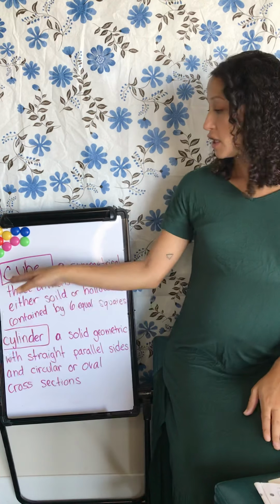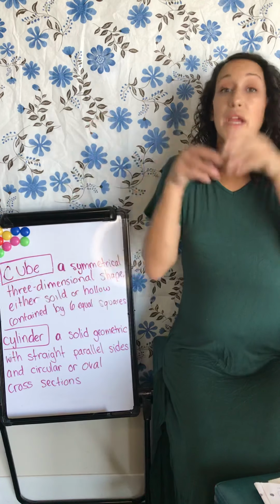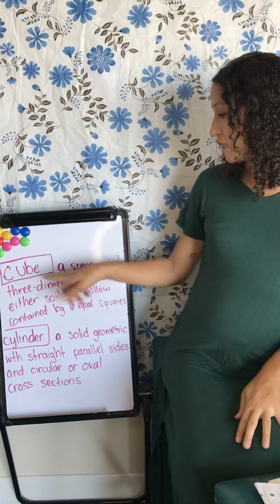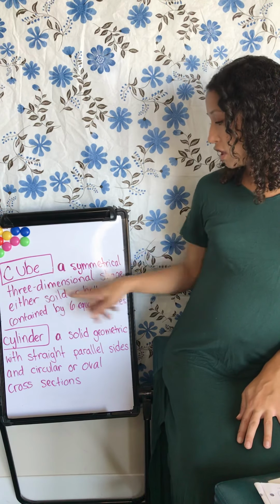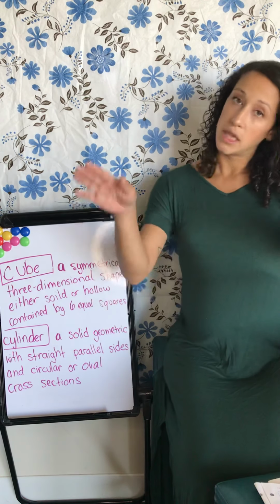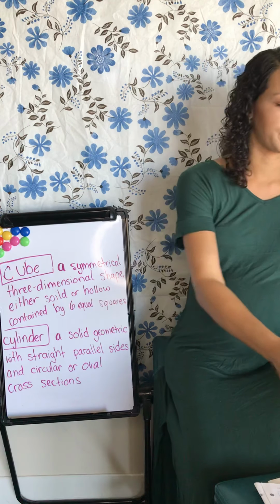Ready? Cube. It's a little wordy. I'll break it down for you. Just hold on. A symmetrical three-dimensional shape, either solid or hollow, contained by 6 equal squares. Let's break it down for you. I'll show you an example and we'll use it.